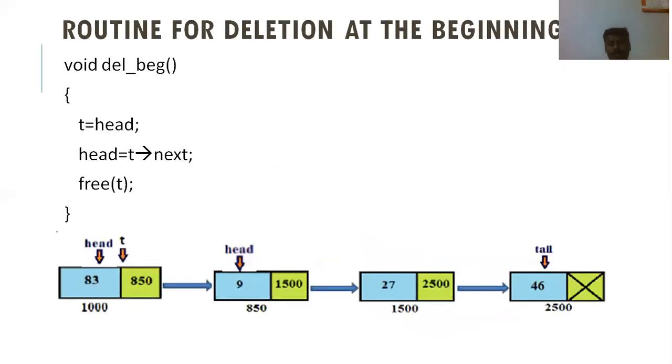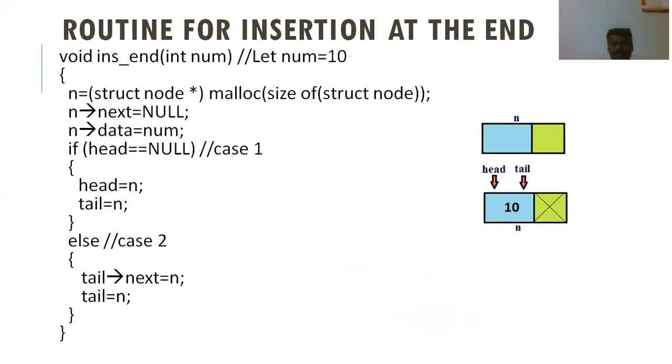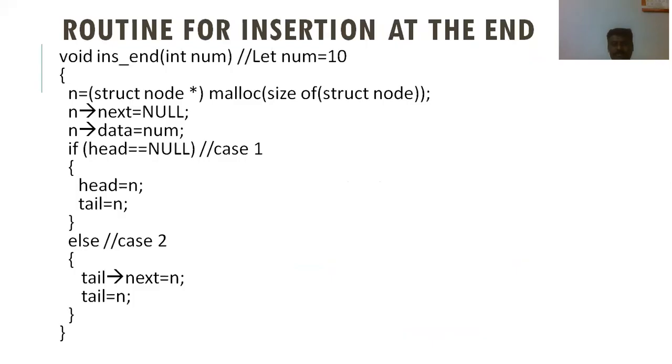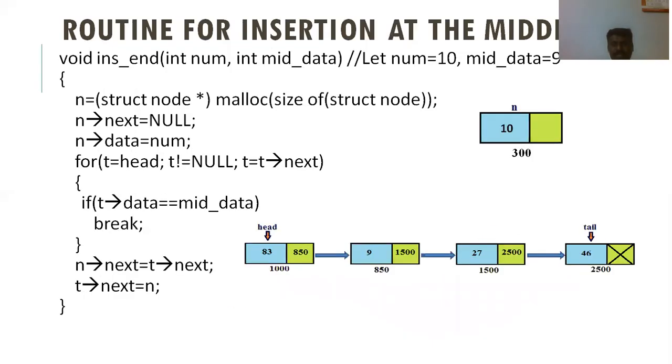Next, the routine for deletion at the beginning position. Okay, first we discuss how you can insert an element in the single linked list. In the single linked list, you have three important possibilities. One is to insert the data at the beginning position. Otherwise, insert the data at the end position. Otherwise, you can insert the data at the middle position. You have three important possibilities.